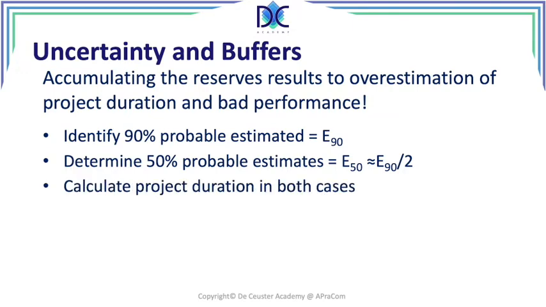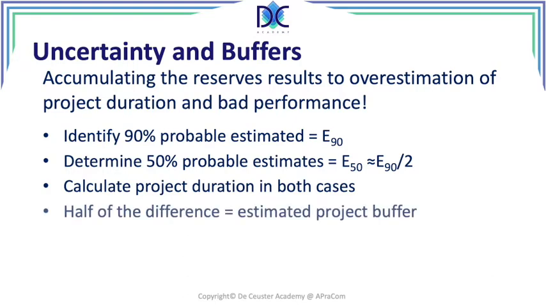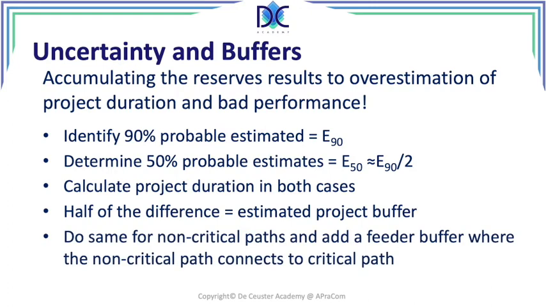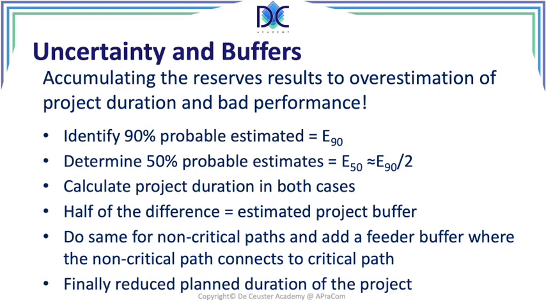We calculate the project duration in both cases, with 90% probability estimates and with 50% probability estimates. And half of the difference is the estimated project buffer. We do the same for non-critical paths, and we add a feeder buffer where the non-critical path connects to the critical path. Finally, we have a reduced planned duration of the project, which gives us a better performance like we've seen before, because the people will start working on the activities faster. We have limited the student syndrome. We have certainly limited also Parkinson's law and some other advantages that we have.